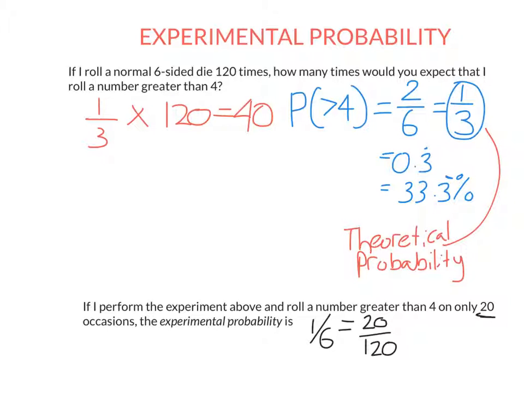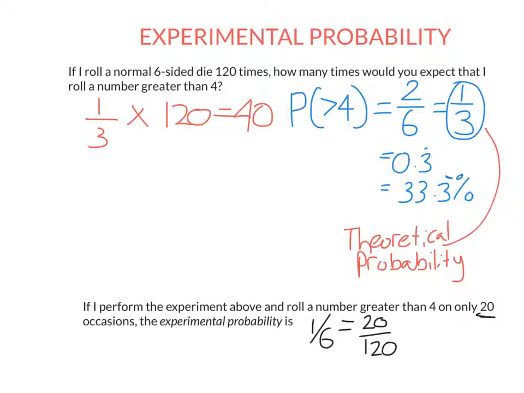Theoretical probability is what should happen. Experimental probability is what actually happens. So they can be different, and they often are different. Think about it like this: let's say I tossed a coin 100 times. You would expect 50 heads, but it's unlikely that you would, in practice, actually get exactly 50 heads.